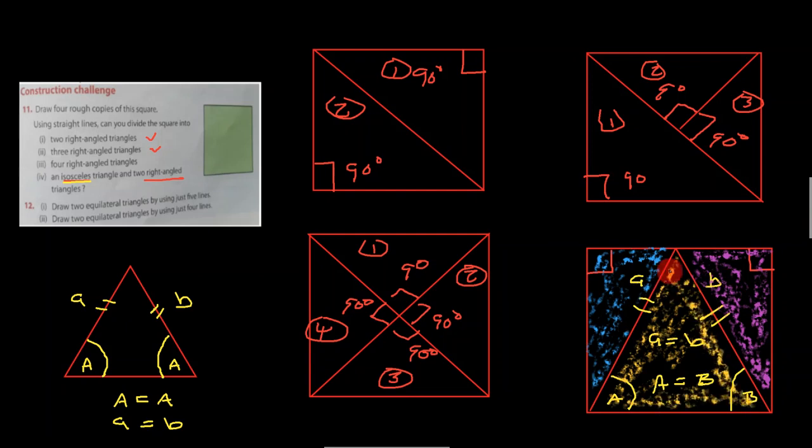Okay, so you can see there that you have what it's asked you for. It's asked you for an isosceles triangle and two right angle triangles. So you have two right angle triangles, one here and the other one here. They're the two right angle triangles, and then your isosceles triangle here in the middle. Okay, so draw two equilateral triangles by using just 5 lines.